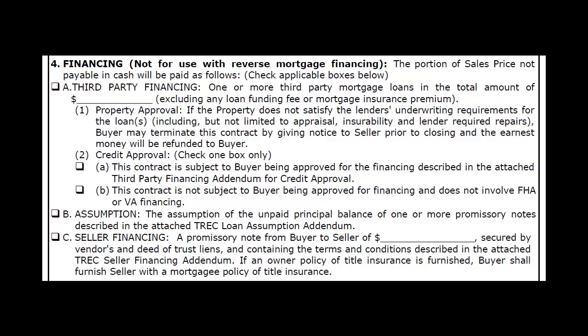On the other side of the transaction, if you're the seller and box B is checked, but they also send you a third-party financing addendum, then the best thing to do is just pick up the phone and call the buyer and say, hey, why'd you send me this addendum? What is your true intention?